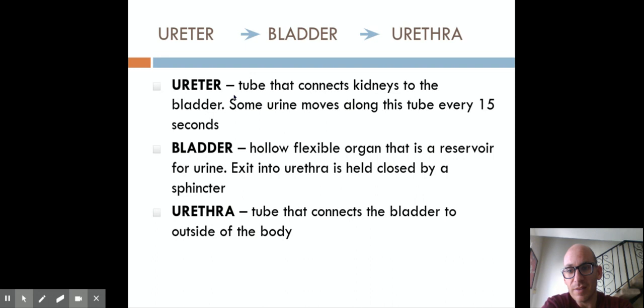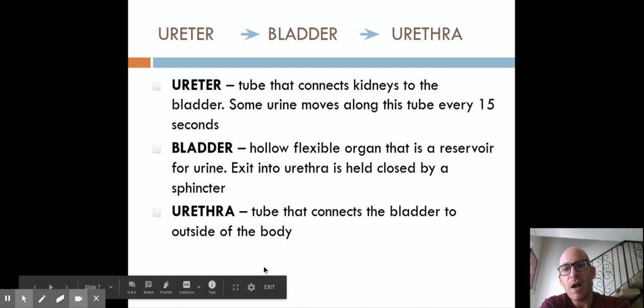The last element here is the urethra. That's the tube that connects the bladder to the outside of the body.